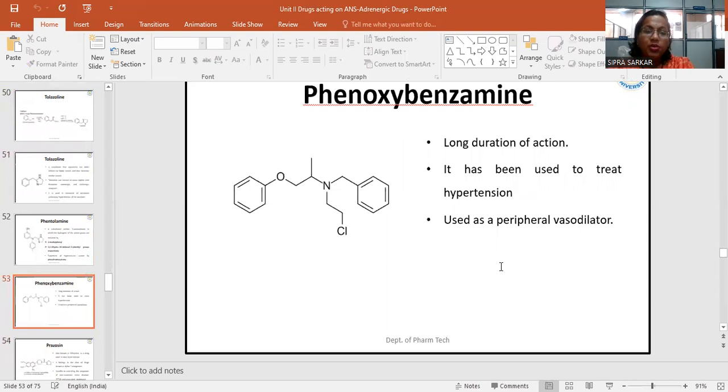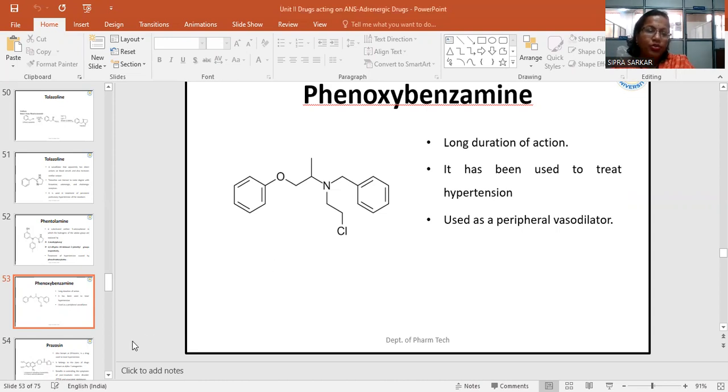Now coming to phenoxybenzamine, one of the important drugs, which has a longer duration of action. Two phenyl groups are there: phenoxy because phenyl along with an oxy group, and benzamine, benzene along with the amine and chloride. So it has a long duration of action. It has been used to treat hypertension and is also used as a peripheral vasodilator. It acts as a peripheral vasodilator.